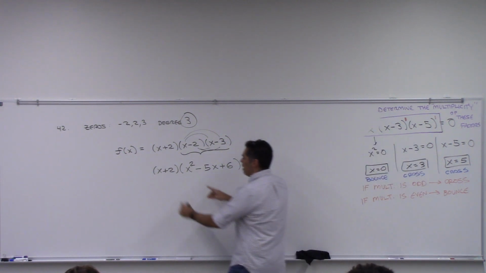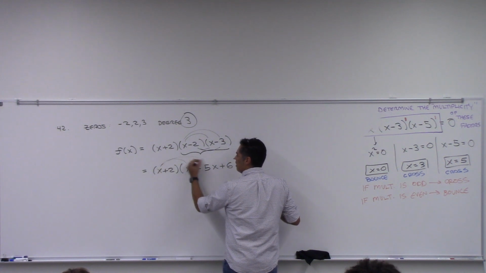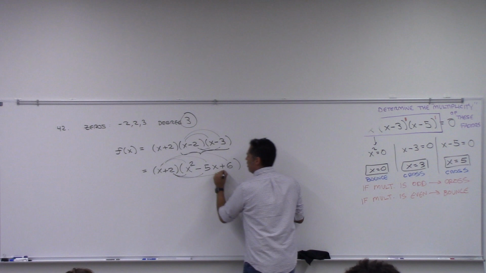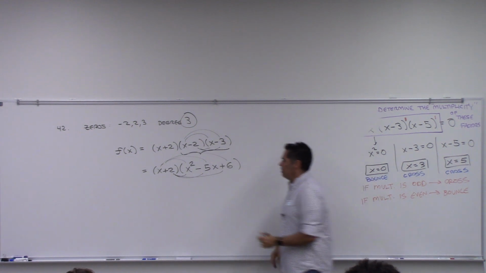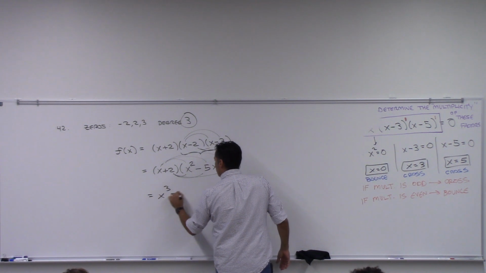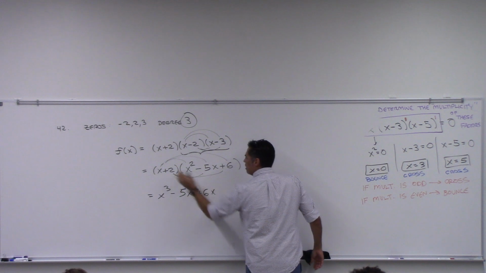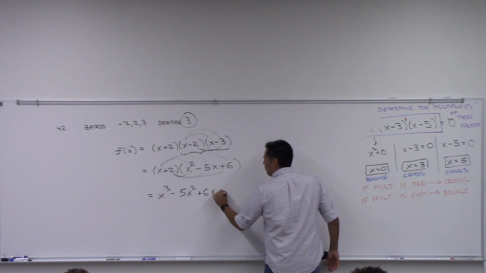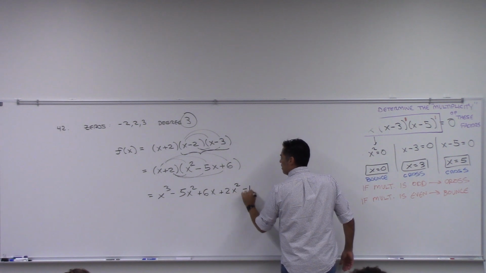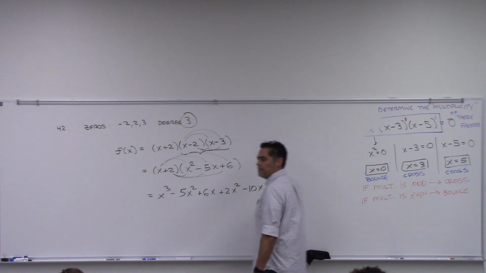Then, if I multiplied this out, remember how to do this? Here to here, here to here, here to here. And then here to here, here to here, here to here. I have to do 6 multiplications. Let's do that. So my first multiplication here to here is x cubed minus 5x squared. That's here to here. And then plus 6x. That's here to here. Then plus 2x squared. That's here to here. Then minus 10x. And then plus 12, right?